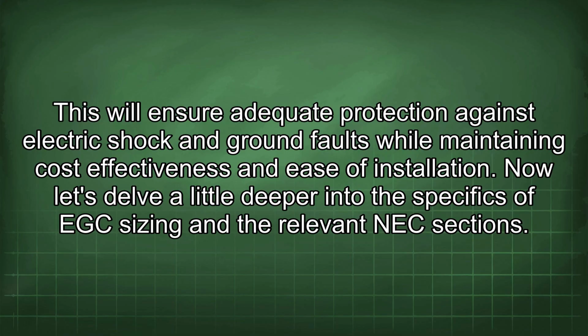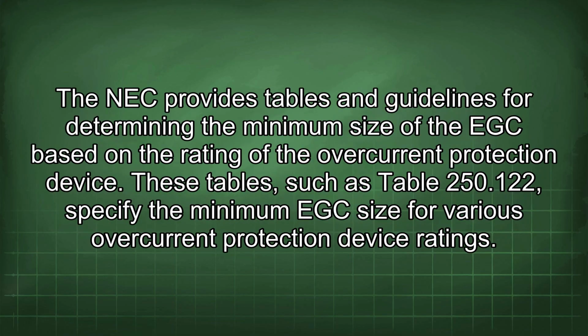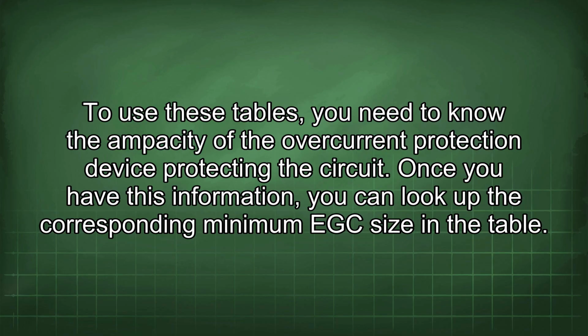Now let's delve a little deeper into the specifics of EGC sizing and the relevant NEC sections. The NEC provides tables and guidelines for determining the minimum size of the EGC based on the rating of the overcurrent protection device. These tables, such as Table 250.122, specify the minimum EGC size for various overcurrent protection device ratings. To use these tables, you need to know the ampacity of the overcurrent protection device protecting the circuit. Once you have this information, you can look up the corresponding minimum EGC size in the table.